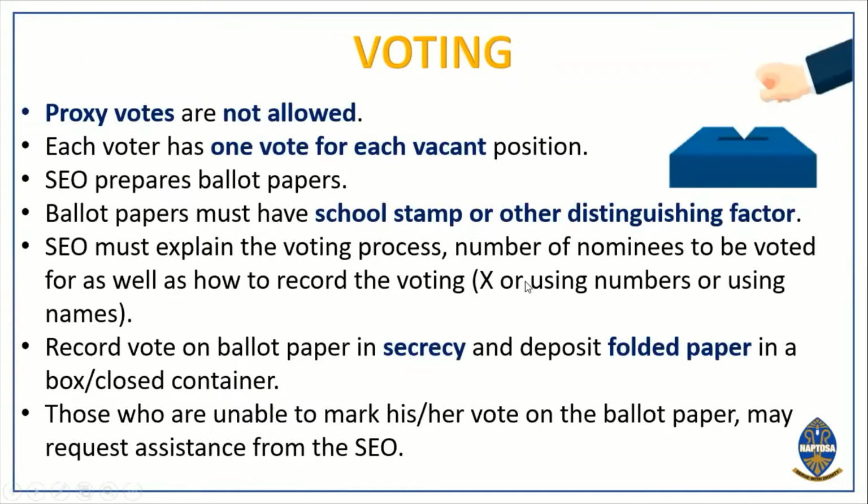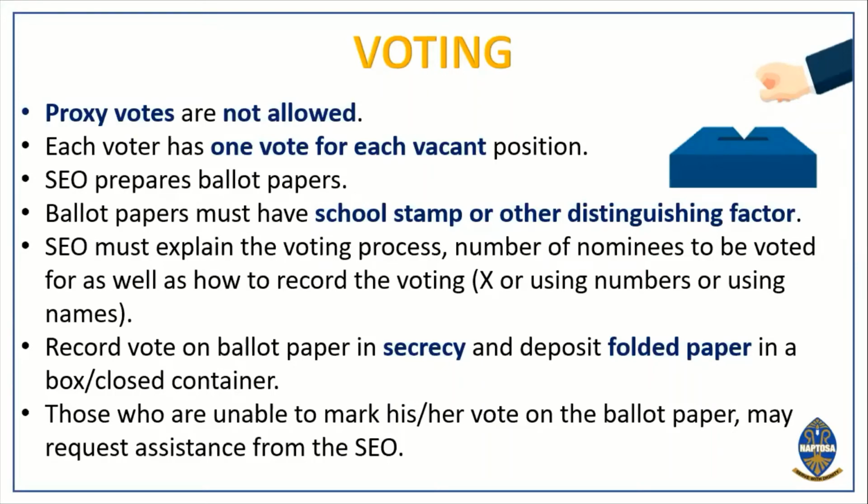The ballot paper must have the school stamp or any other distinguishing factor on it. This is to prevent people coming in with their own pieces of paper and names and trying to bring in additional votes. Remember, proxy votes aren't allowed. So a parent can't come in and say, I've got the proxy of this parent to vote for that parent. That is also why ballot papers must have a distinguishing feature, to prevent parents creating a ballot paper on behalf of another parent who couldn't be at the meeting.